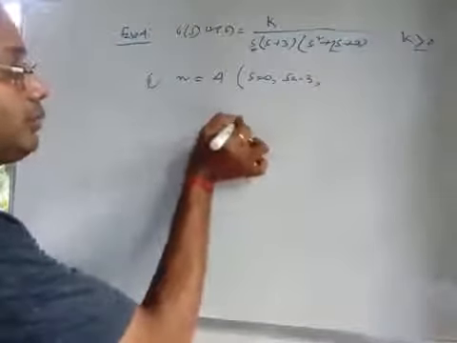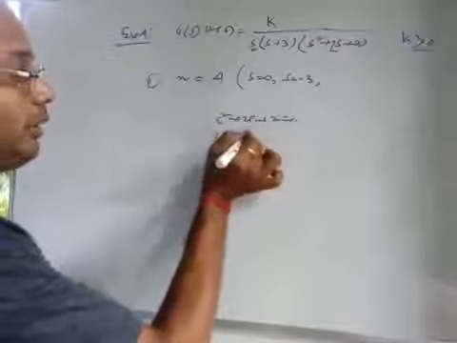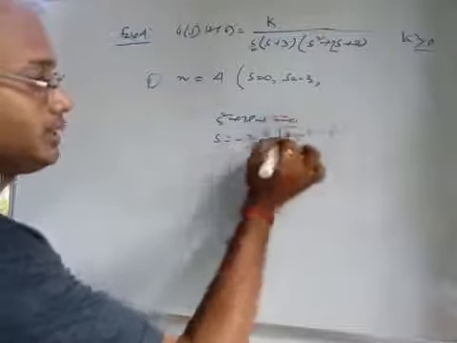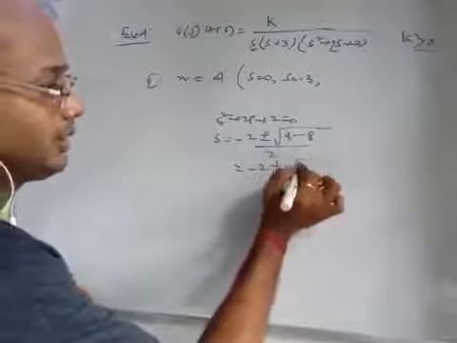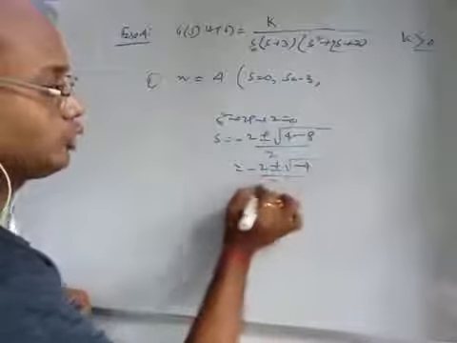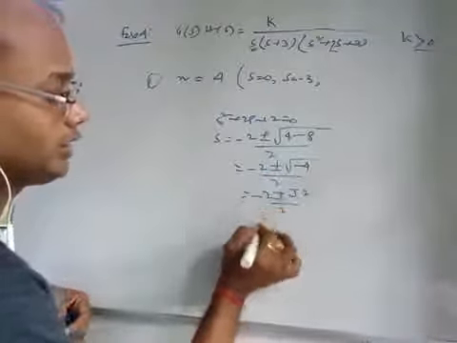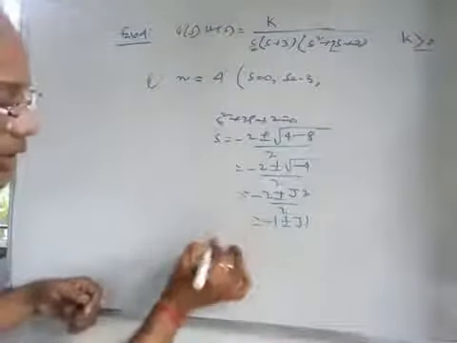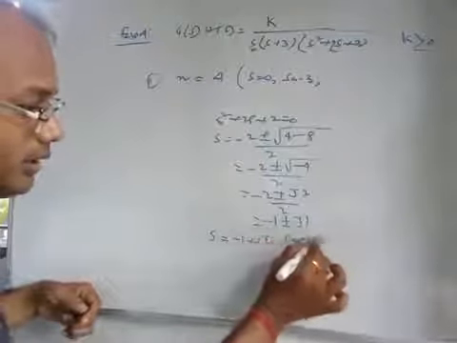s square plus 2s plus 2 equal to 0 will give you -2 plus minus root over b square minus 4ac, that is 4 minus 8, by 2. That means plus minus root over -4 by 2, that is -2 plus minus j2 by 2, that is -1 plus minus j1. So we get two poles, -1 plus j1 and -1 minus j1.